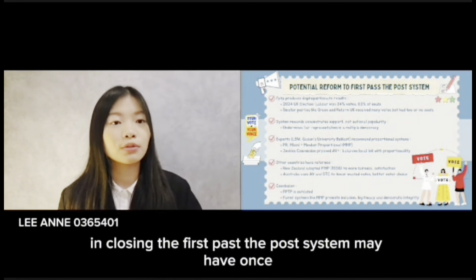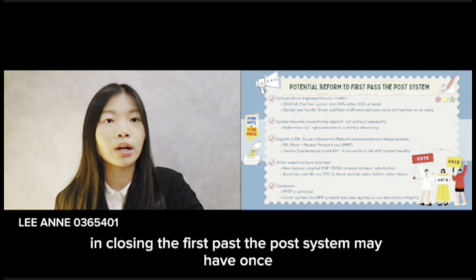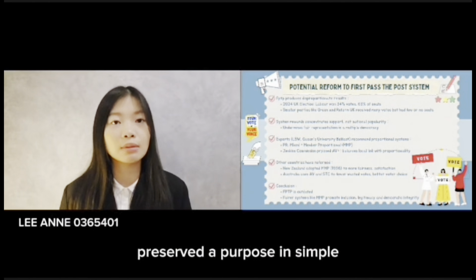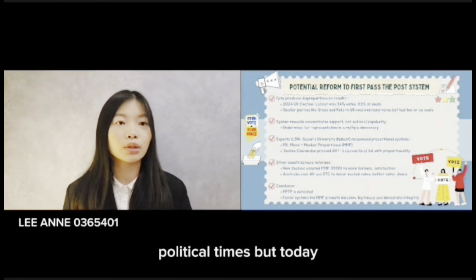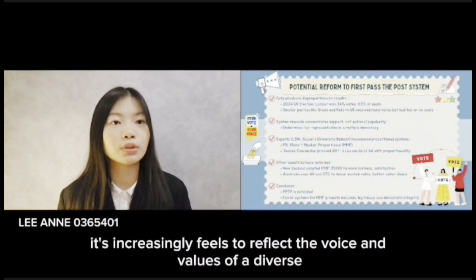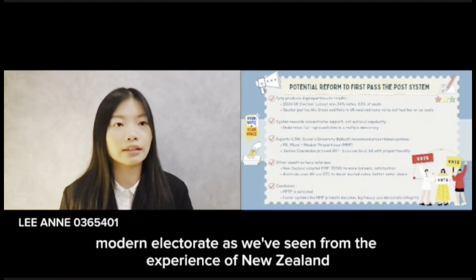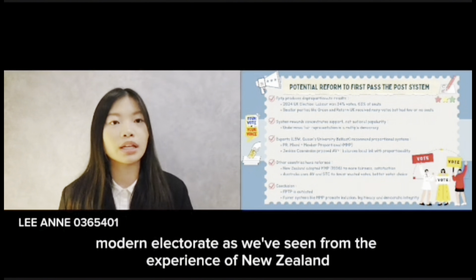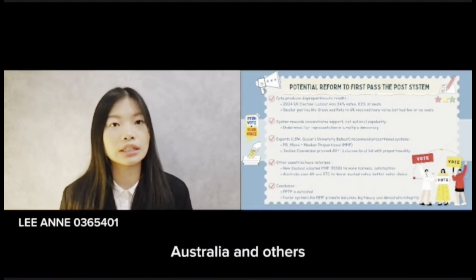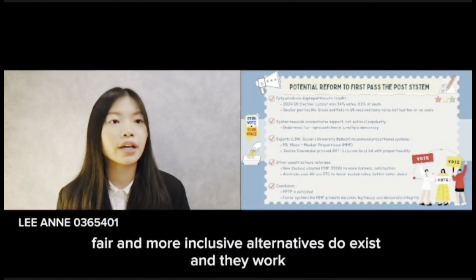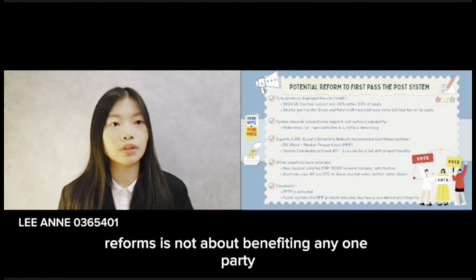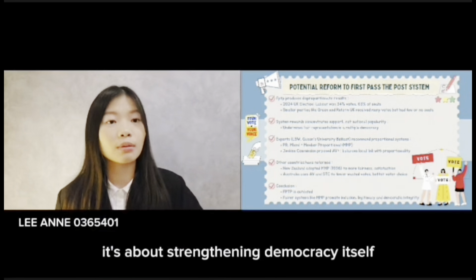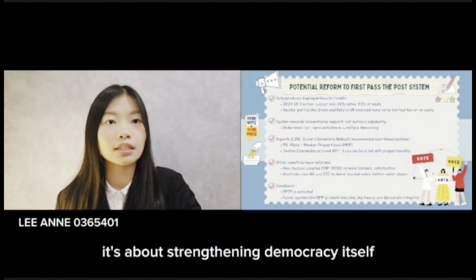In closing, the first-past-the-post system may have once served a purpose in simpler political times, but today it increasingly fails to reflect the voice and values of a diverse, modern electorate. As we've seen from the experience of New Zealand, Australia, and others, fairer and more inclusive alternatives do exist and they work. Reform is not about benefiting any one party. It's about strengthening democracy itself.